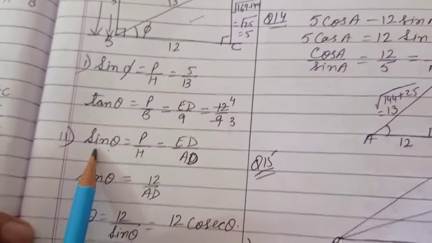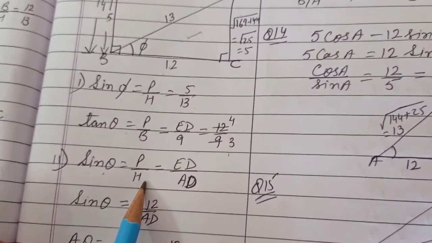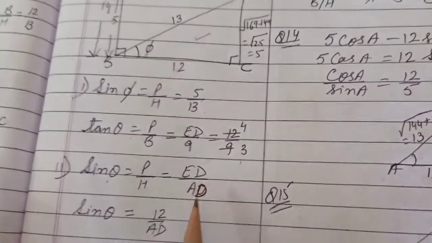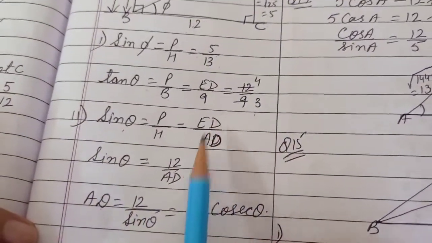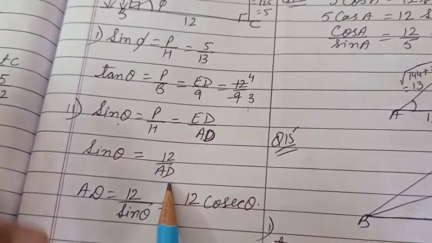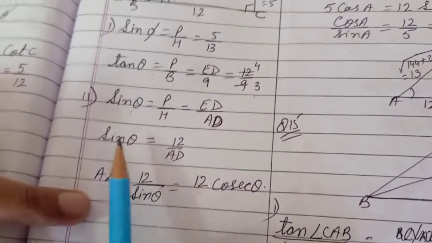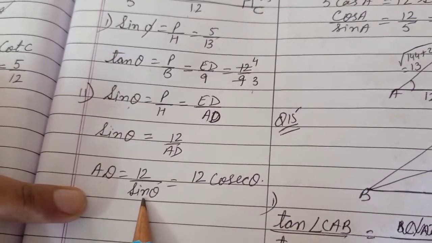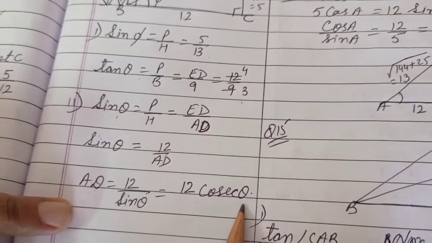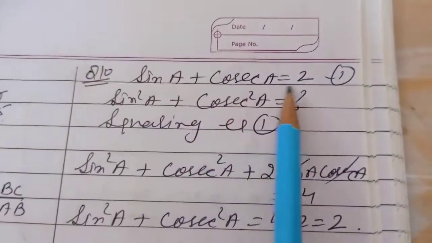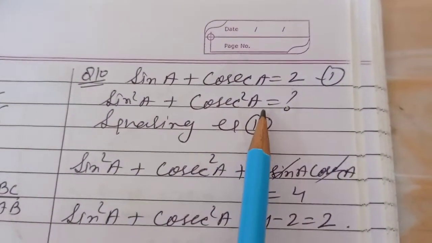I took here sine theta, that is equal to P over H. Perpendicular is ED and hypotenuse is AD. Now sine theta, ED we already know 12. AD we have to find out. So AD is equal to, take it this side, sine will be taken over here and reciprocal of sine can be 12 cosecant theta. 10th question, this is given to you and you are asked to find this.